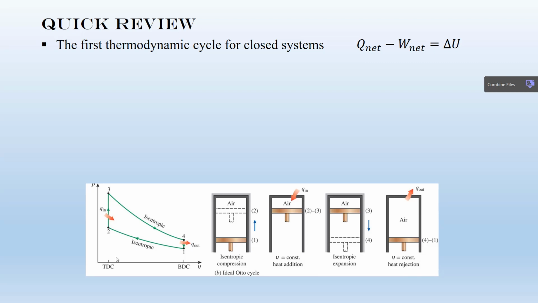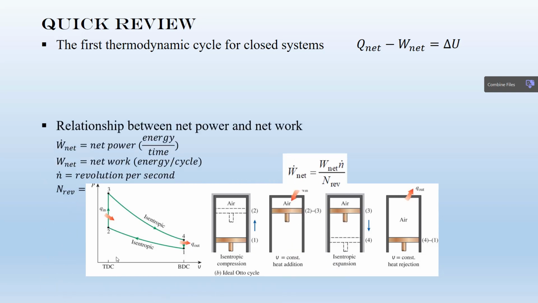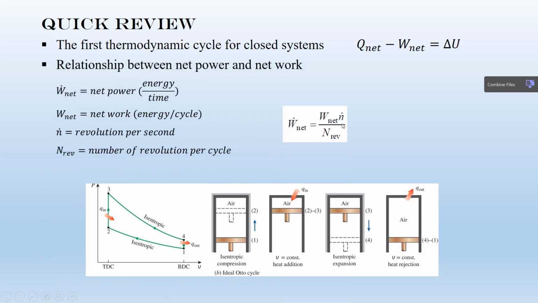But in most cases, guys, we are interested in the power. We need to calculate the power of, for example, an engine. So you can use this correlation to relate power to work. If you calculate W from these correlations, then by using n dot, which is revolution per second, and n, which is the number of revolutions per cycle, you can convert work to power. Keep in your mind that, guys, for the Otto cycle, the number of revolutions per cycle is 2. There are 2 revolutions per cycle, so n is 2.